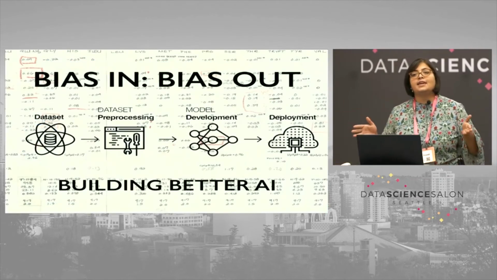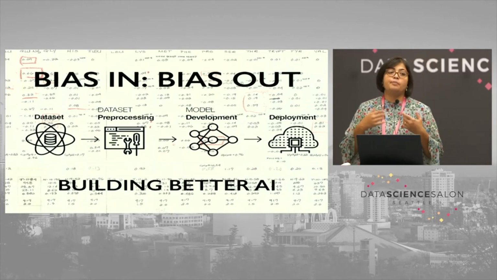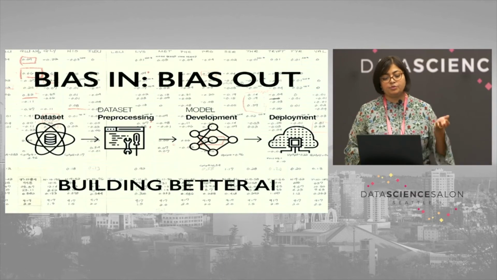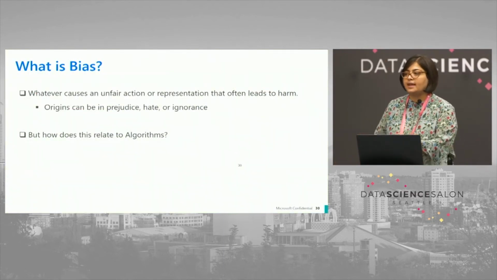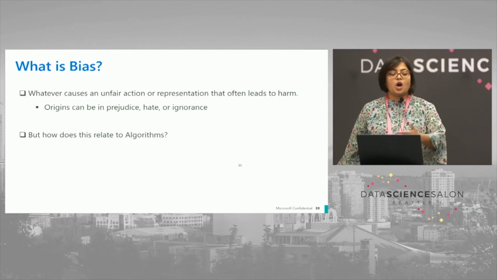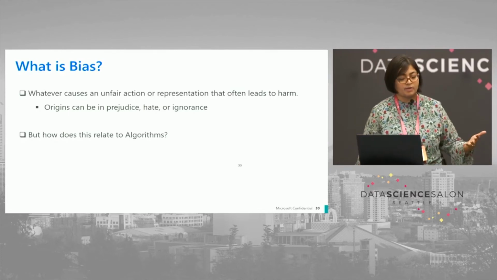And the last thing is bias. Bias in is always bias out. So building better AI models always has to deal with bias, right? Make sure that you're not introducing it when you're defining your problem space. So what is bias? Whatever causes an unfair action or representation that often leads to harm rather than betterment.